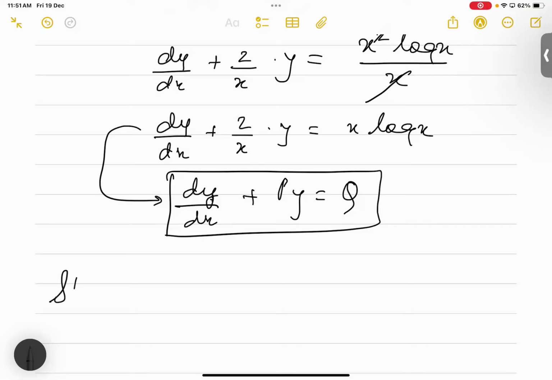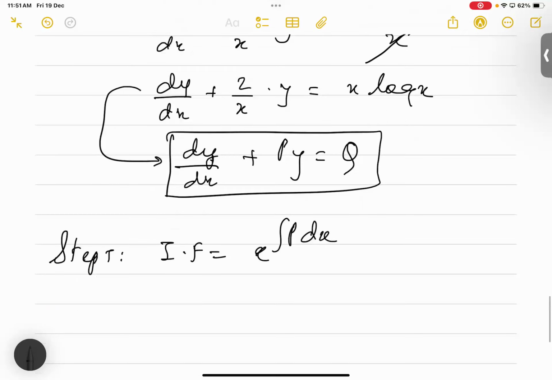Okay, step 1. IF e raised to integration of p dx. What is p? 2 upon x dx. 2 outside, 1 upon x dx.